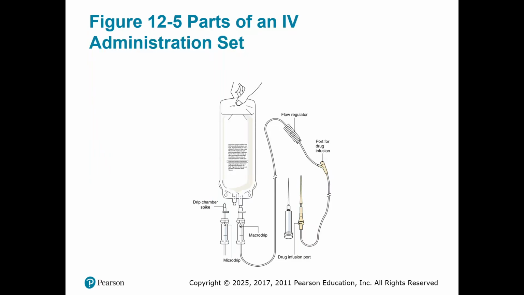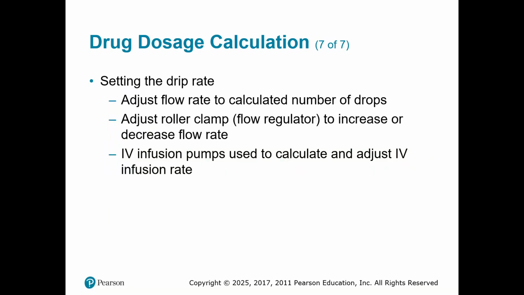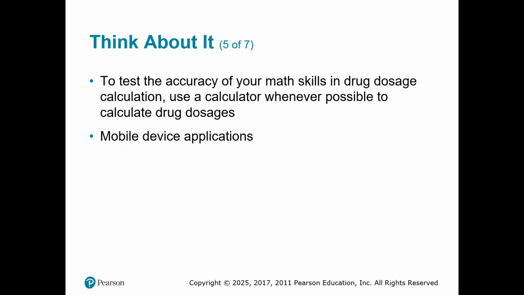And we'll show you these in class too, or in lab. Check the time over which the volume is to be infused before calculating the drip. If they don't show any good examples here, we'll do it in the lab. I'm just looking to see. TKO is just to keep the vein open, right? It's going to be a certain amount of volume just to kind of go through. I'm just looking to see if they provide any better examples.